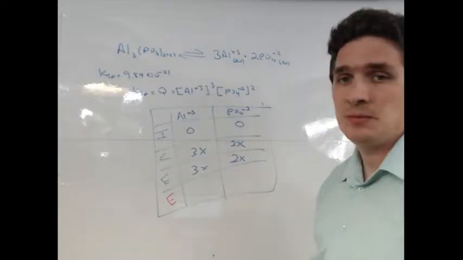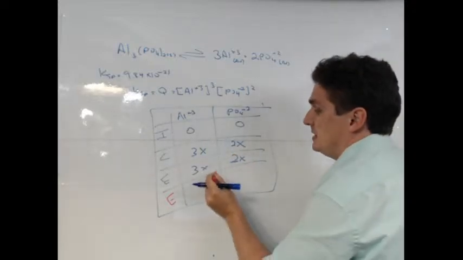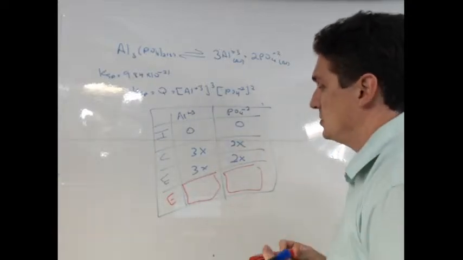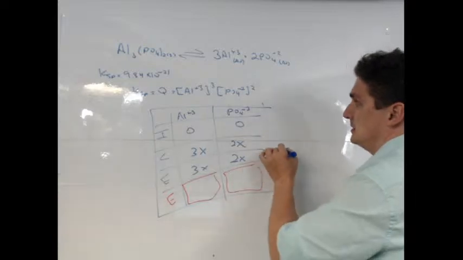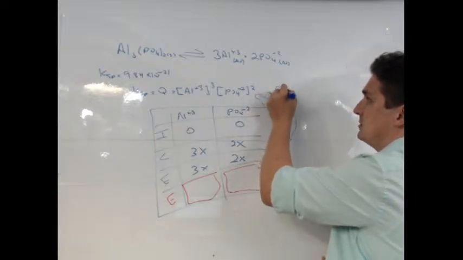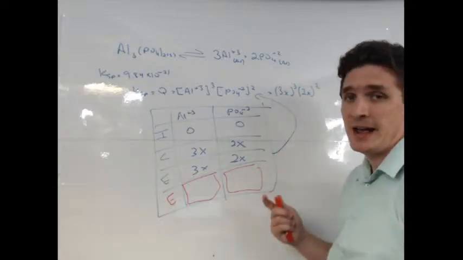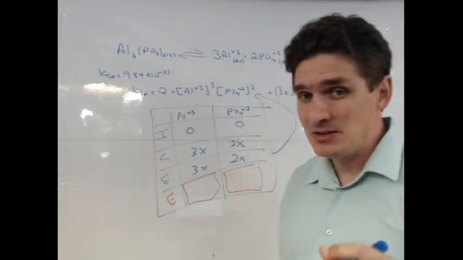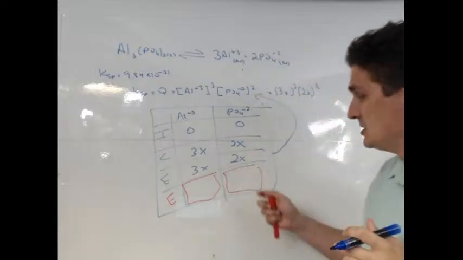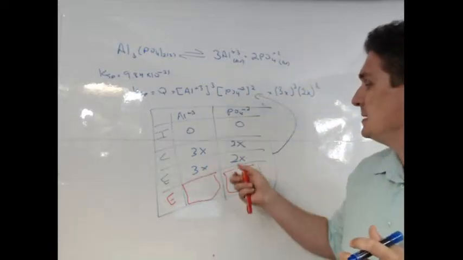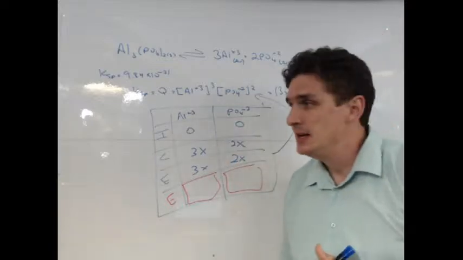We're not given equilibrium values, but we are asked to find them. So these are what we're trying to solve for. So what you would do from here, plug in your expressions. You'd have 3x cubed times 2x squared. Solve for x. X is not the answer in this case. X is just going to get you to these numbers. So 3 times x is the concentration of aluminum. 2 times x is the concentration of phosphate.